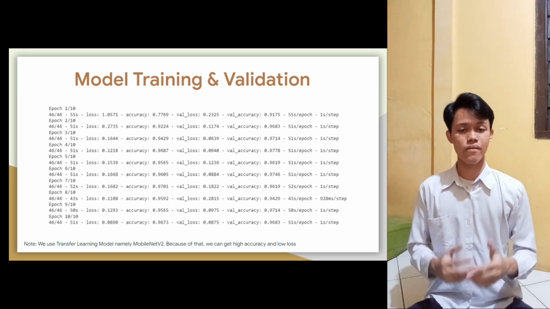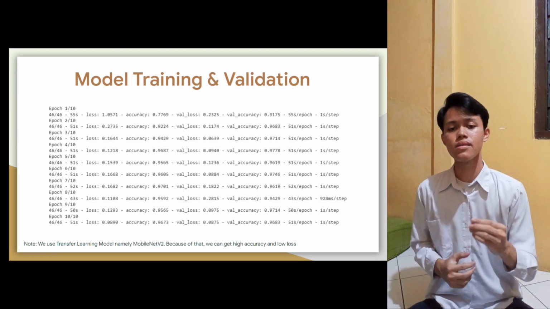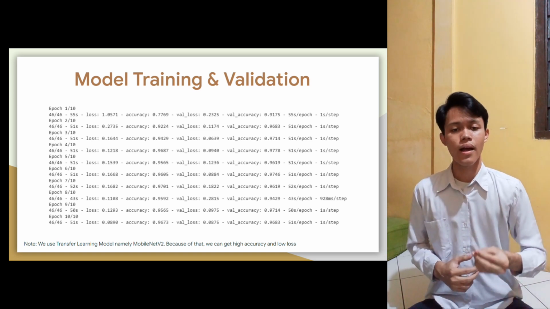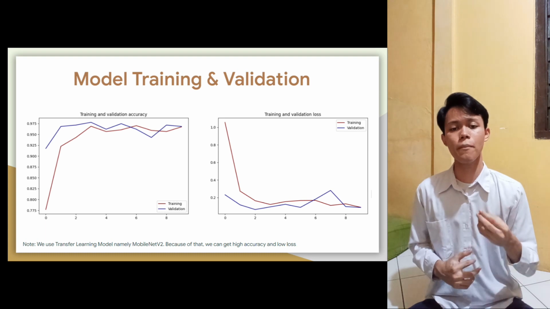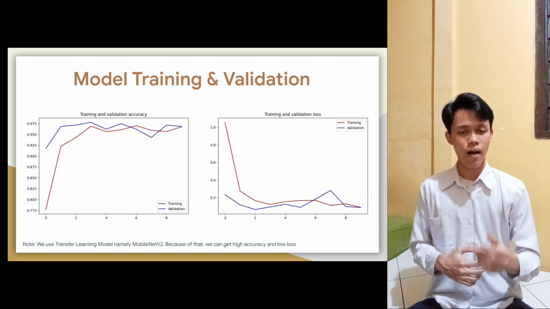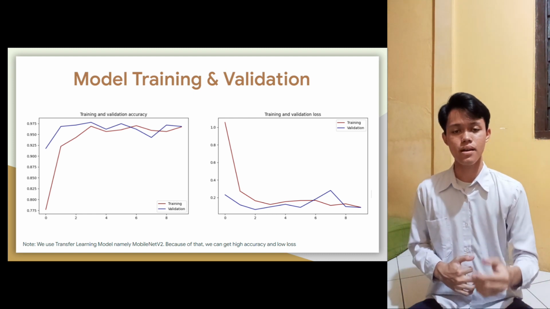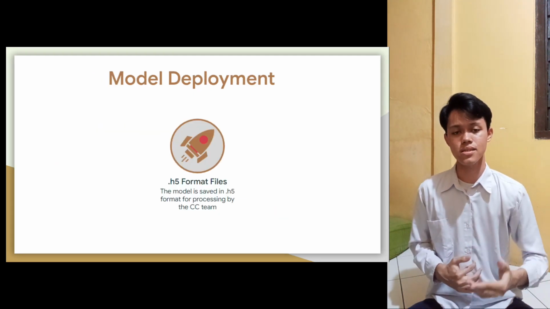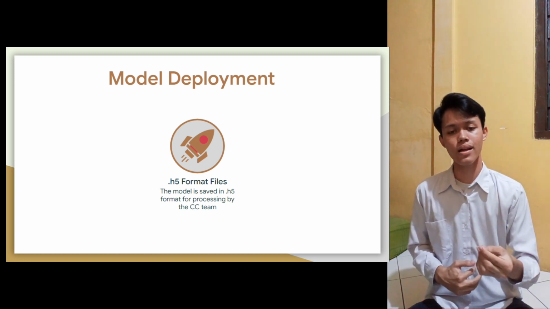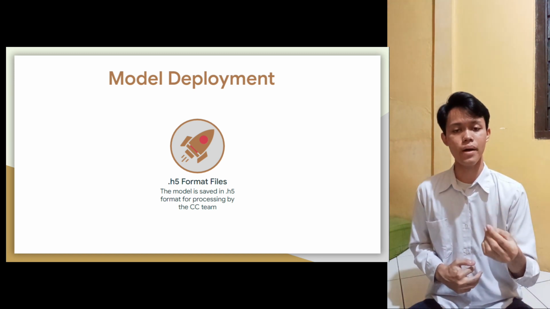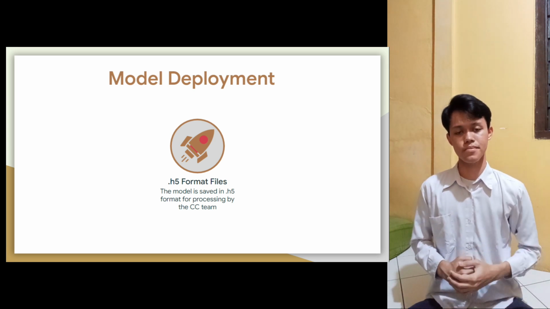In the model training and validation section, we use a transfer learning model, namely MobileNet V2, and get high accuracy and low loss with a bit of hyperparameter tuning. After obtaining good accuracy and loss, the next step is the model deployment section. In this section, we save the model in H5 format so that it can be processed by the CC team.